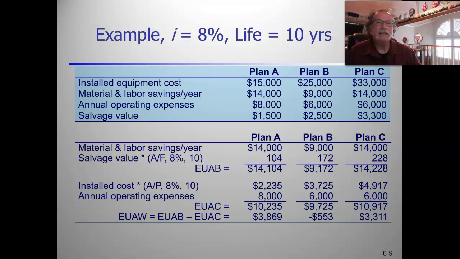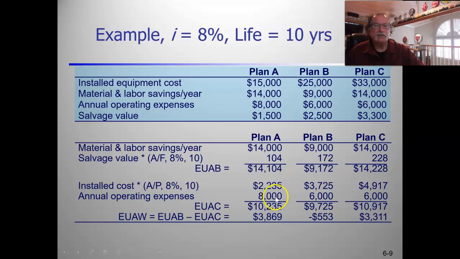And so if we were going to analyze this project with the annual worth method, we would say that Plan A has an annual worth of $3,869. Plan B's annual worth is negative, and Plan C's is $3,311. And so you would choose to do Plan A. And that's if your interest rate was 8%. Now this is one method of looking at this. And some companies might want to segregate their projects into benefits and costs when they analyze them.